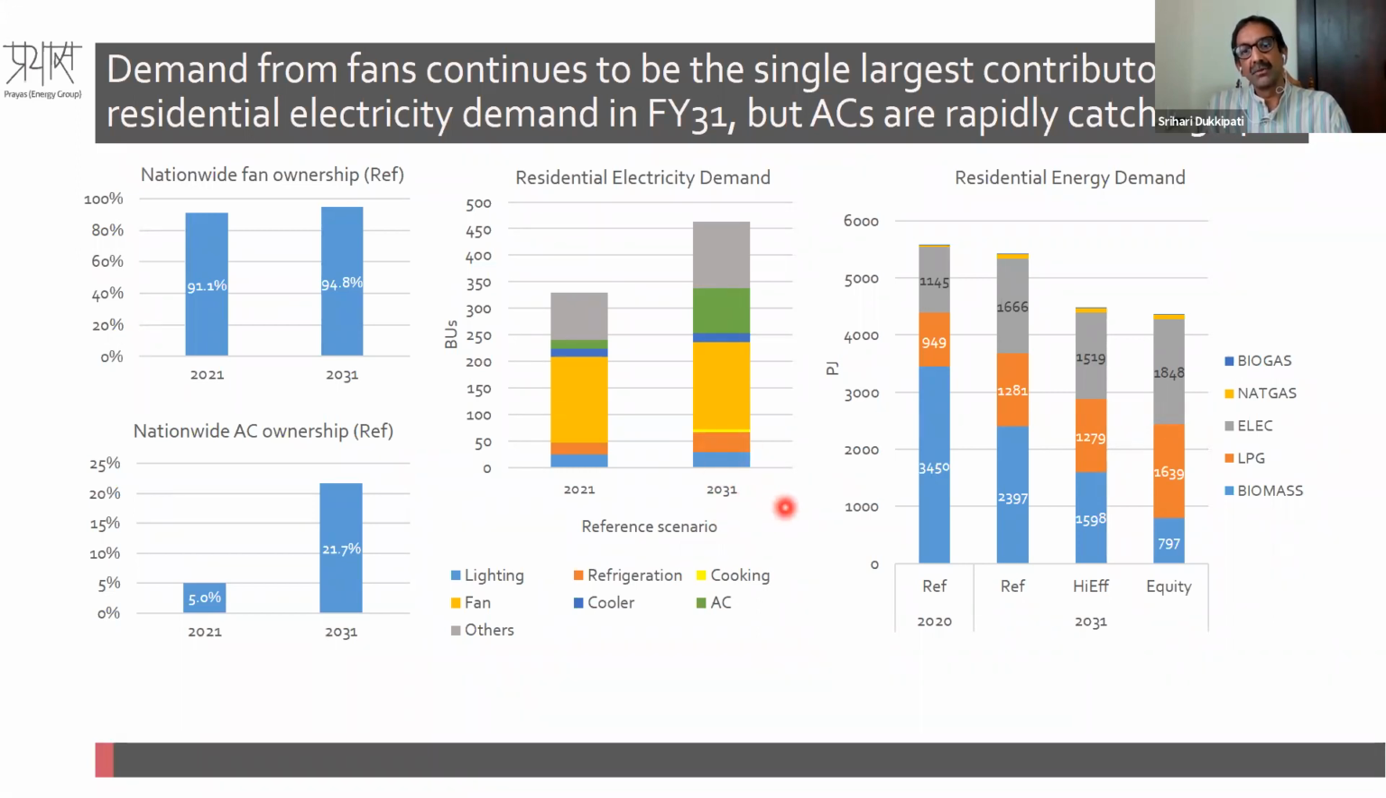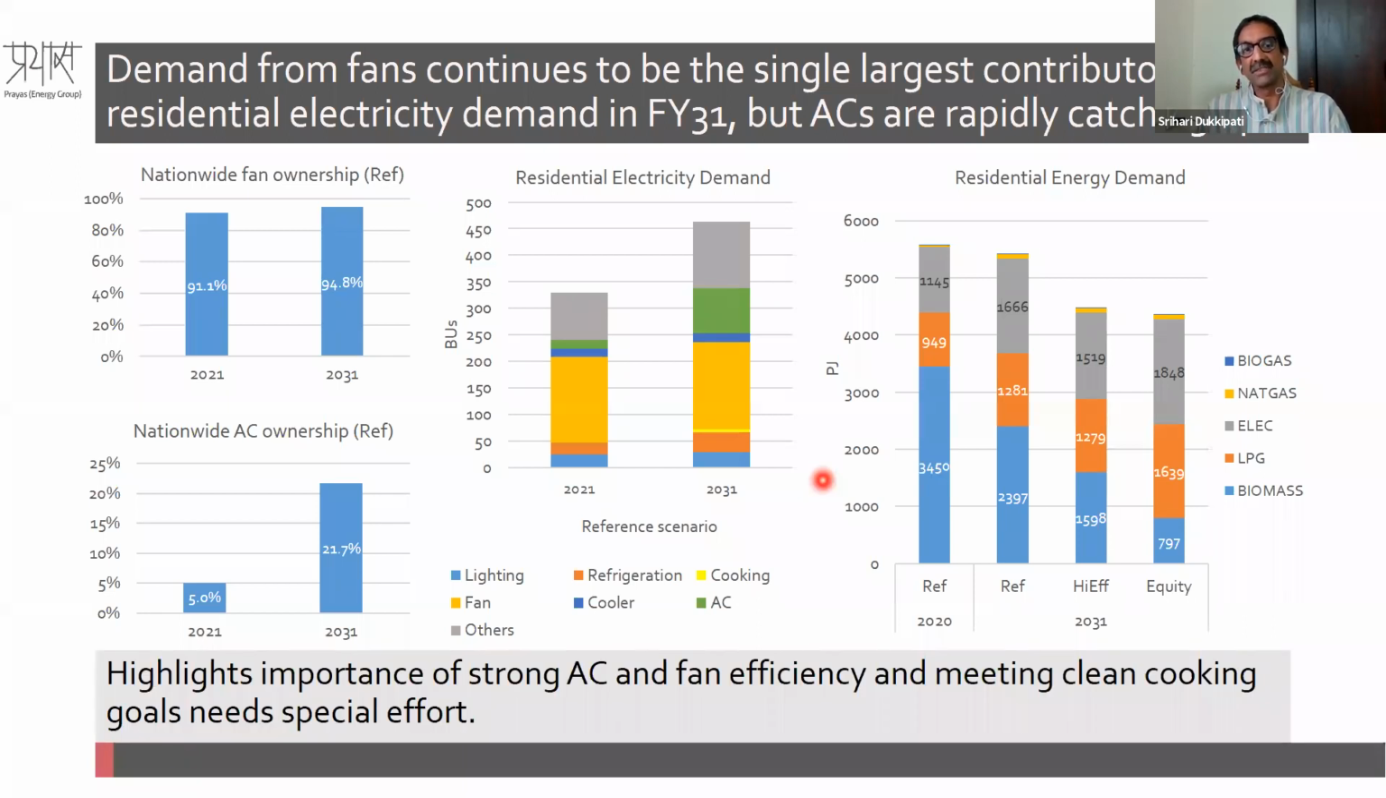But in the equity scenario, which is not based on a policy intervention per se, we see that with the increased incomes in the lower income households, the switch to LPG and other modern cooking fuel sources increases dramatically. All of this highlights the importance of strong AC and fan efficiency programs, as well as the special efforts that are needed to meet clean cooking goals that we have as a nation.